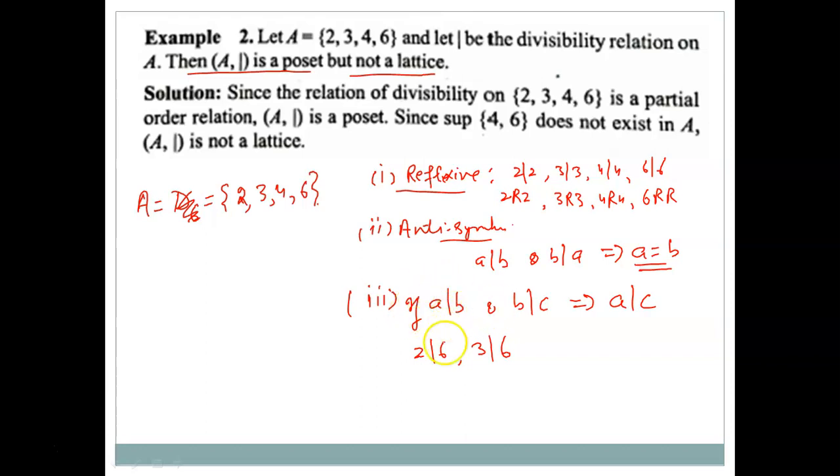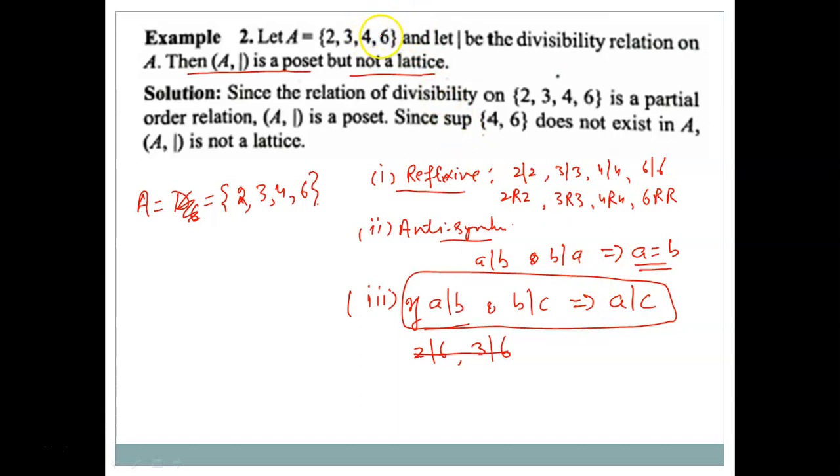This situation is actually not happening with any of the elements. We don't have such elements that A divides B and B divides C. So when there are no such elements, this condition can be assumed to be automatically satisfied, that A divides B and B divides C implies A divides C, because in fact no such elements exist here. So we can say that this is a partially ordered set.